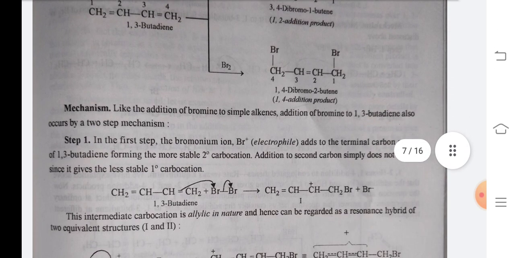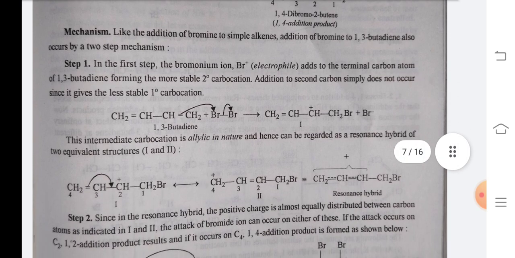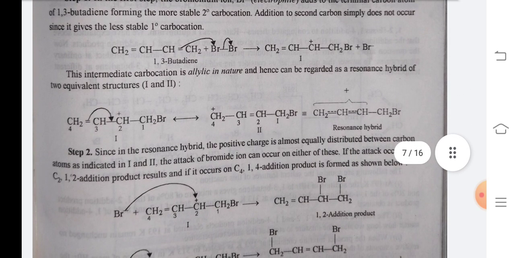Mechanism. Like the addition of bromine to simple alkenes, addition of bromine to 1,3-butadiene also occurs by a two-step mechanism. Step 1. In the first step, the bromonium ion, Br+, adds to the terminal carbon atom of 1,3-butadiene, forming the more stable secondary carbocation. Addition to the second carbon simply does not occur since it gives the less stable primary carbocation. The intermediate carbocation is allylic in nature and hence can be regarded as a resonance hybrid of two structures.